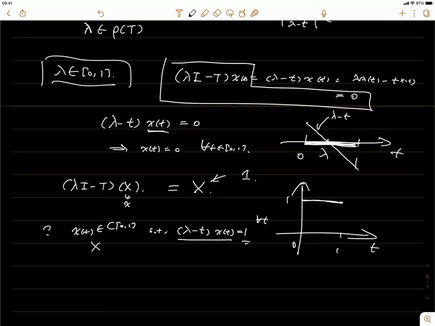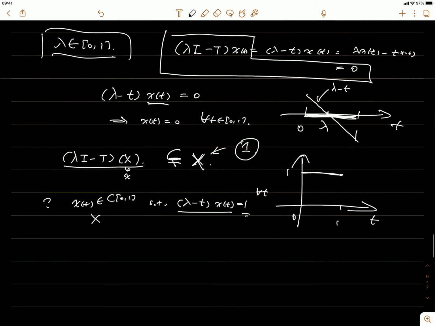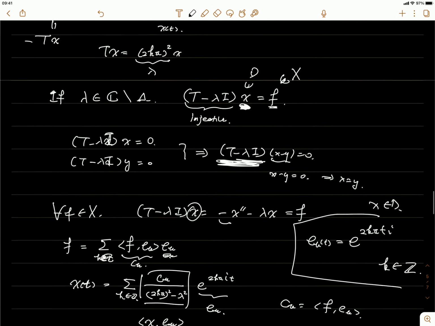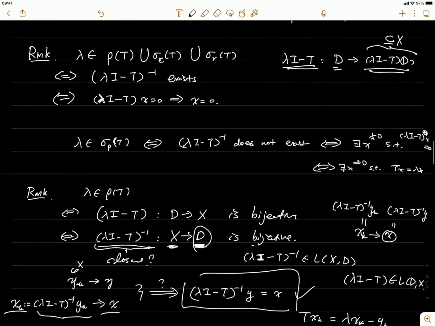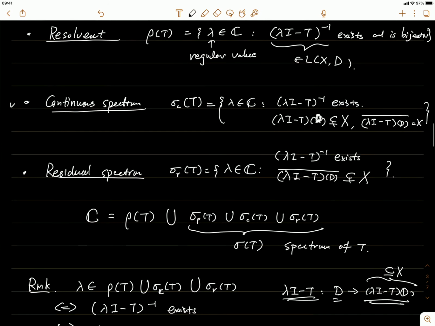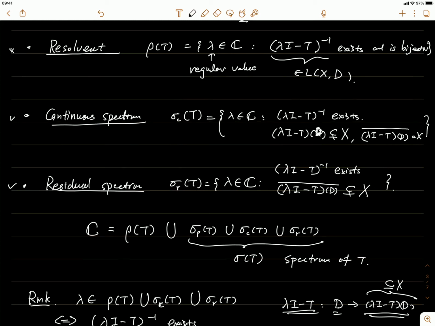So we cannot find such an x such that this is equal to 1. That means the 1 here cannot be in the image of this. Okay, so 1 is in here, but it's not in here. So that's why this is only a proper subset of X. So now we can only consider the last two cases, right? Because either this happens or this happens, because that is not a bijection anymore. We don't have this case. Okay.